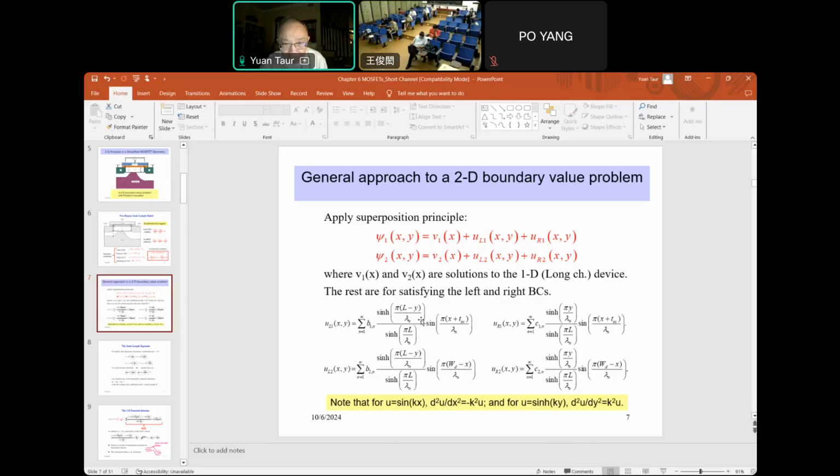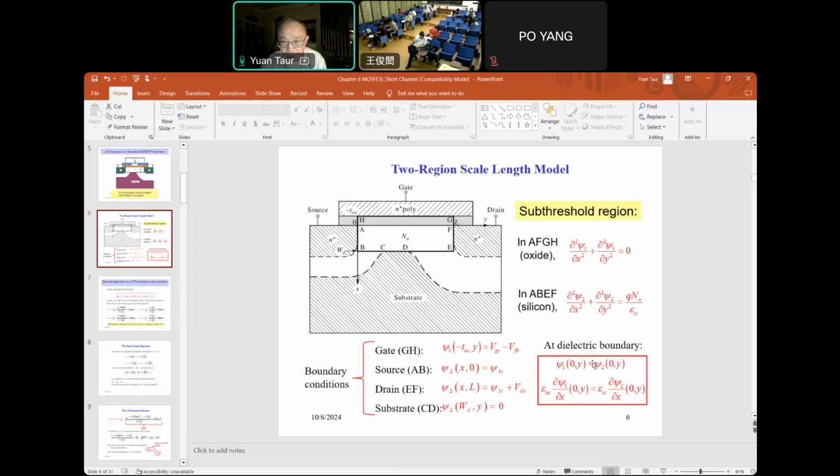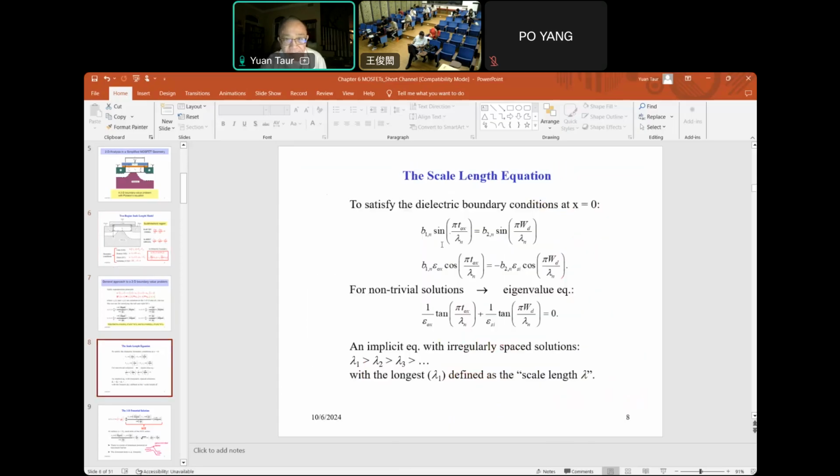We notice that in each of the sine and sinh, there's a lambda n parameter. These are actually k is pi over lambda for each case, so they have to be the same. But the value is to be determined, and these are actually determined by the dielectric boundary conditions. These two are shown here.